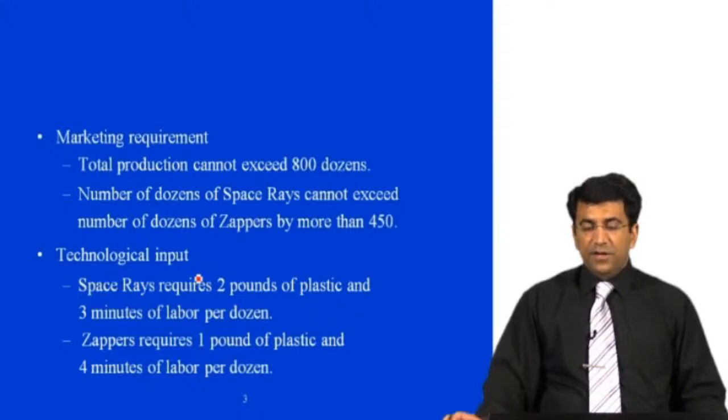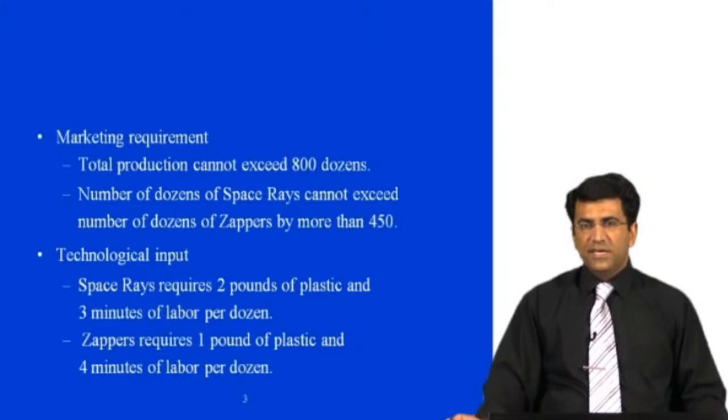Okay, the other constraint, again, we cannot exceed the production of space rays by more than 450. Now what is this constraint about? It can be represented in the form of an inequality, like x1 is less than or equal to x2 plus 450. Again, please note down, students, x1 is less than or equal to x2 plus 450. Now this is the constraint about this particular marketing requirement.